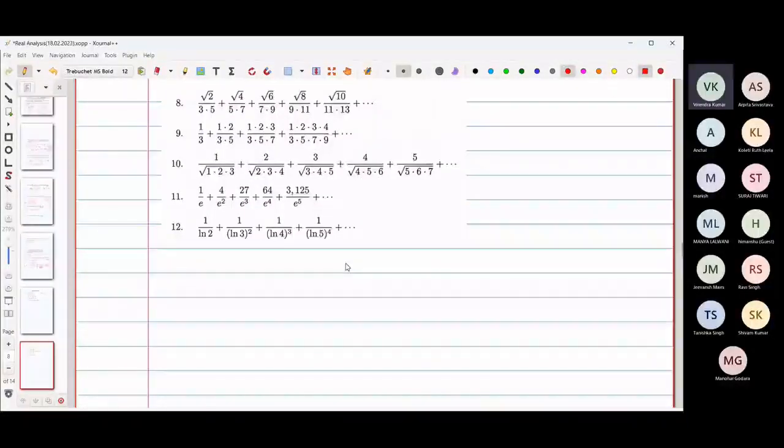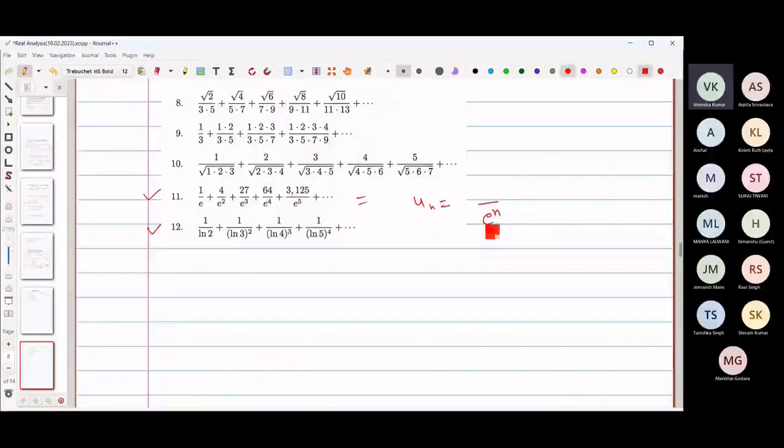Which question? This question, let us see. This question is something different. This is also something different. So this is 1 upon e. I think there is some mistake or what? Because if we are writing un, we can write 1 upon e to the power 1 is there.